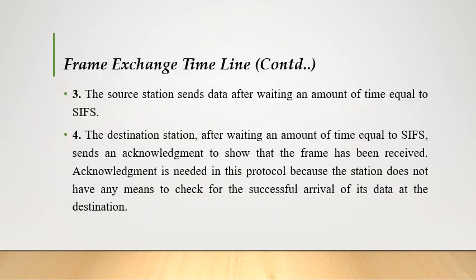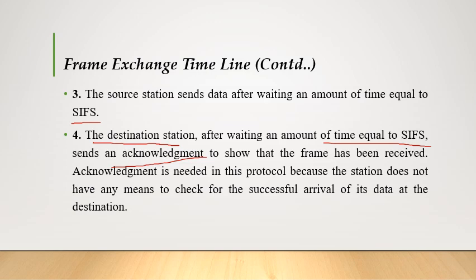So the source station sends the data, but again the source has to wait. The source will wait first for DIFS, then after receiving the clear to send, again it will wait for SIFS. We will see this using a diagram. Then the destination station will wait for another SIFS, then it will send an acknowledgement. So we are done with the interframe space, and of course meanwhile we will also be using the contention window.